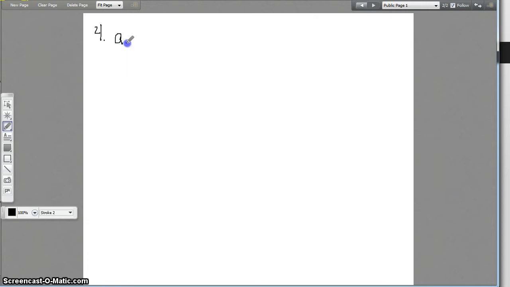So the first one, part A, is 2/5 times 4/3. When you're multiplying fractions, the first thing you do is see if there's anything you can cancel. Is there anything in the numerator that can cancel with something in the denominator? In this case, there is not. So we just multiply our numerator. 2 times 4 is 8. Multiply our denominator. 5 times 3 is 15. There are no common factors, so 8/15 is our final answer.